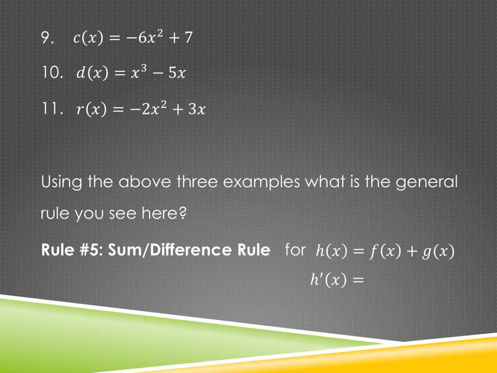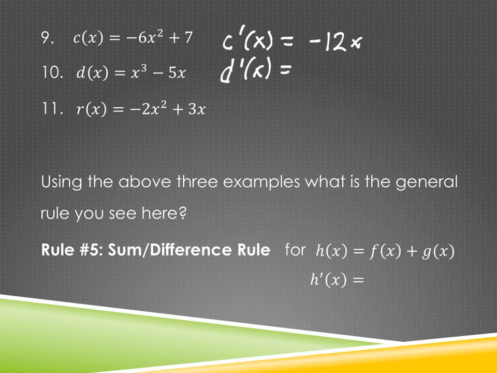And then the last 3, 2 of which you had done, the first one you hadn't. What was the derivative of negative 6x squared plus 7? Negative 12x. What was the derivative of x cubed minus 5x? 3x squared minus 5. And what was the derivative of negative 2x squared plus 3x? How about negative 4x plus 3? Is that what you got?